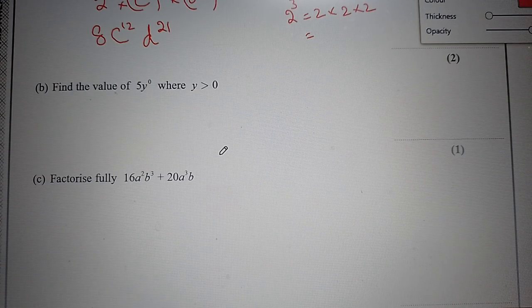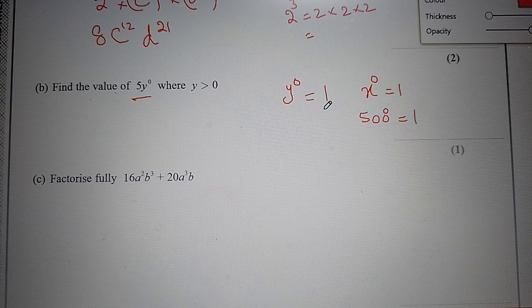Now we're going to look at the next question. It says find the value of 5y to the power 0. There is a simple rule: anything raised to the power 0 is always equal to 1. For example, x to the power of 0 is equal to 1. 500 to the power of 0 is equal to 1. You need to remember this rule. Okay, let's apply this rule over here. y to the power 0 is 1, and 5 times 1 is just 5.